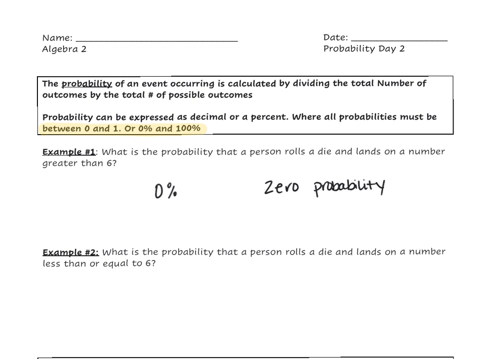Now, what if I did the reverse? What if I said, what is the probability that a person rolls a die and lands on a number less than or equal to 6? Well, all numbers on a die are less than or equal to 6. So the chances that somebody does this is 100%. This is certain probability.